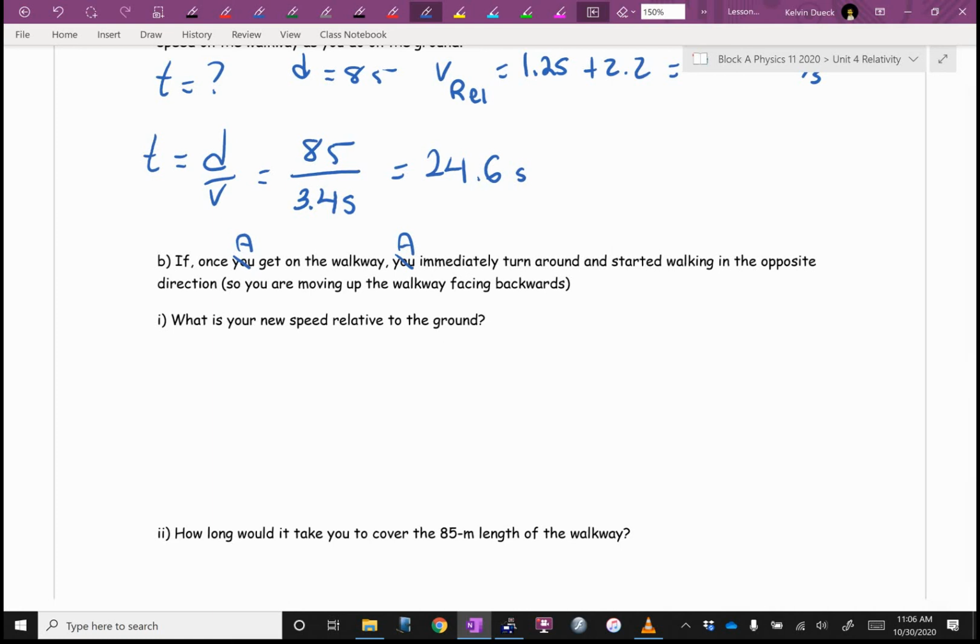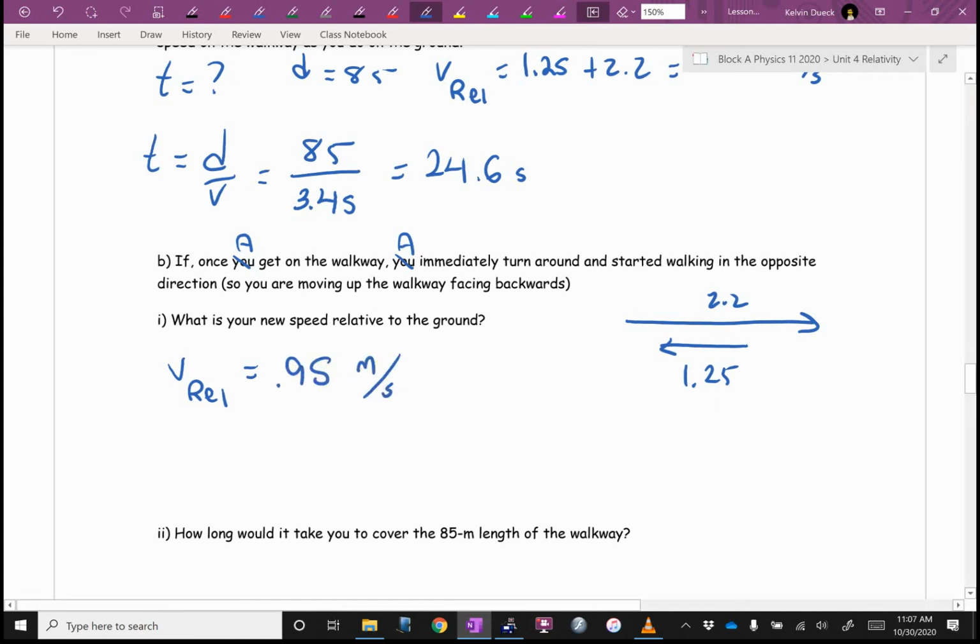So, once A gets on the walkway, A immediately turns around and starts walking in the opposite direction. First of all, what's his new speed relative to the ground? We're not going to worry about negatives and positives, first of all, okay? We're doing relative speed. So, the walkway is moving this way, how fast? Aiden is moving that way, how fast? 1.2. This is not a head-on collision where you add them together because you're on the walkway. What's the relative speed? Please do the math. Can someone do the math, please? 1.95.